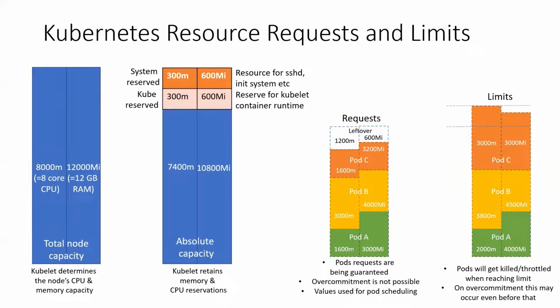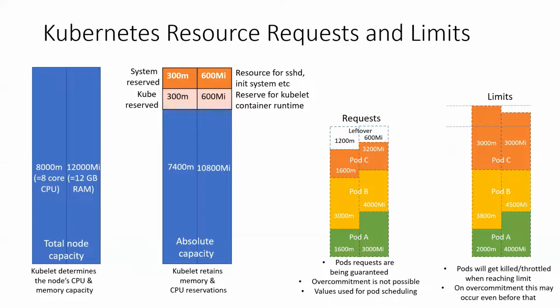Next is how the requested resource will be calculated. Let's consider you have a node with 8 CPU cores and 12 GB of RAM, and that will be the overall node resource. But I can't use all of the node's complete resources. So there is a tricky part we have.